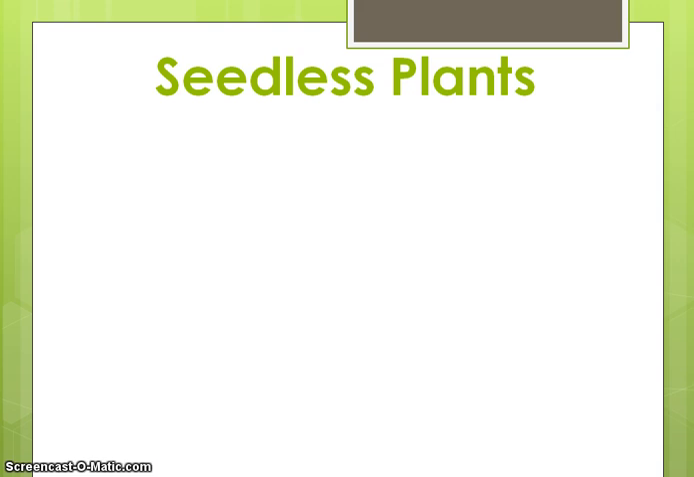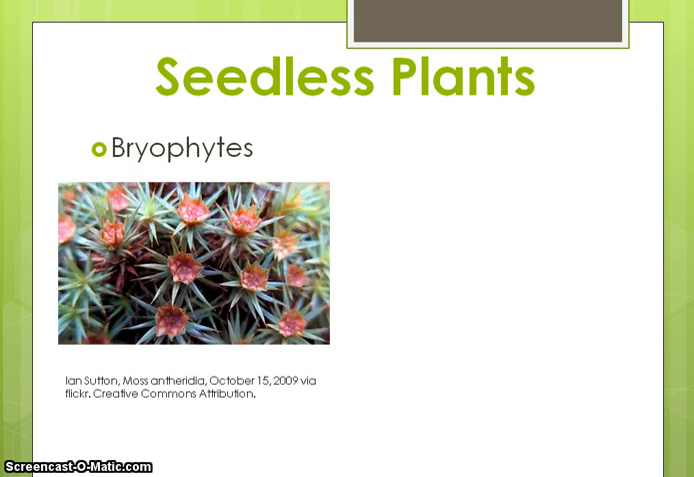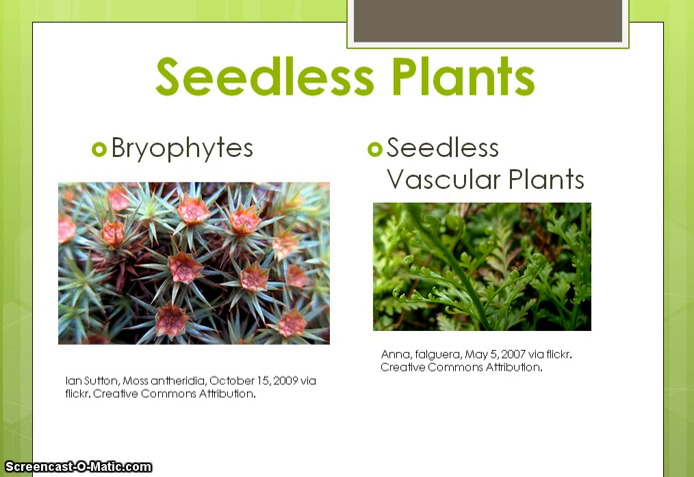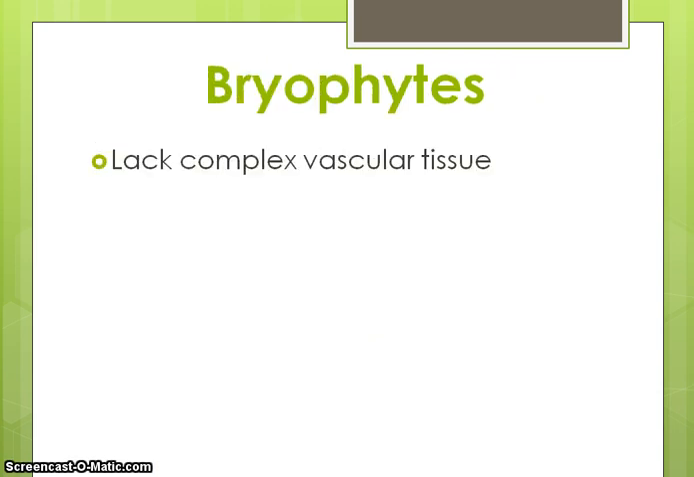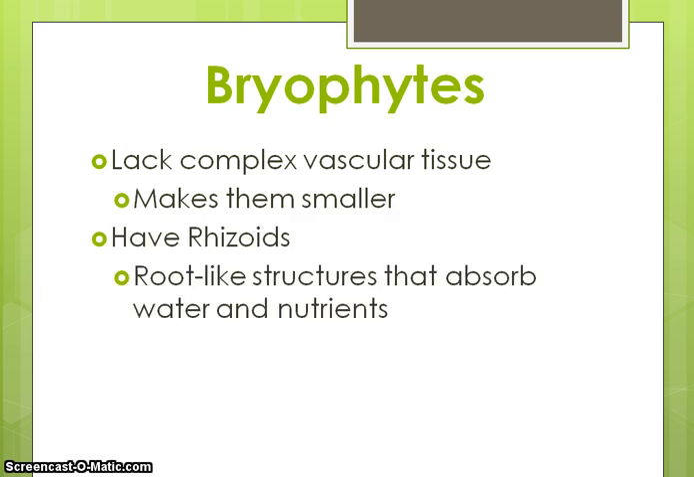Seedless plants are broken down into 2 groups, bryophytes and seedless vascular plants. Bryophytes have no complex vascular tissue, which makes them small in size. Having no complex vascular tissue means that their cells are not connected in as many ways as plants that do have the vascular tissues. They have rhizoids, which are similar to roots because they absorb nutrients and water. Bryophytes are restricted to moist areas because they do not have the vascular tissue needed to survive in drier climates.